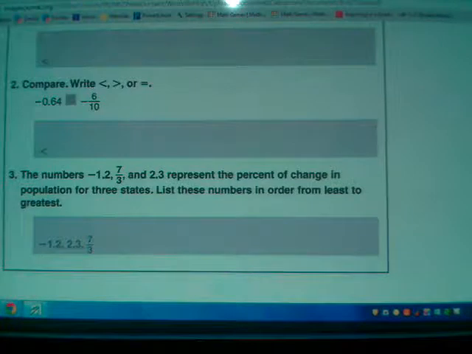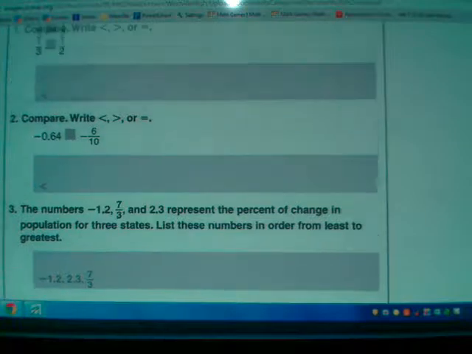We'll conclude this presentation with the check it out examples, numbered 1 through 3. The first question there is asking us to compare 1/3 and 1/2.